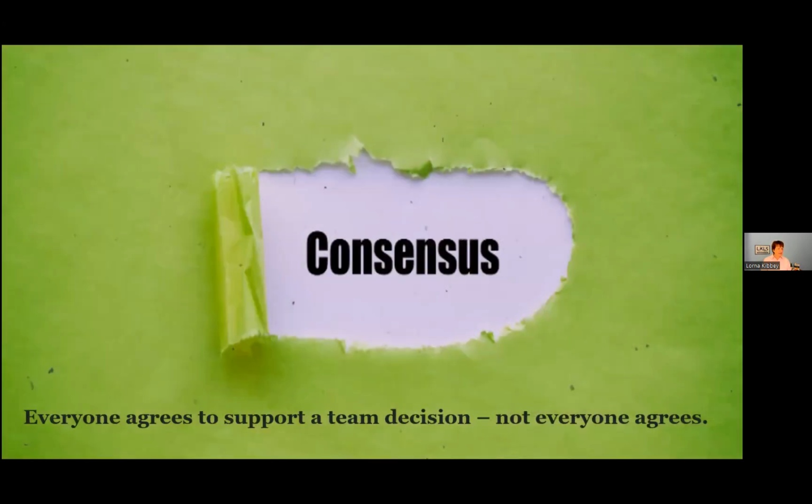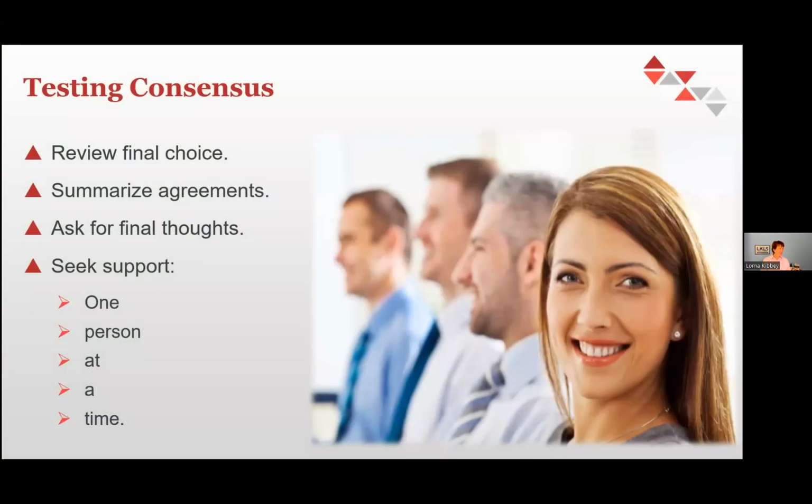Let me just talk about consensus for a minute, because I want to make sure you know how to do this. Everyone agrees to support a team decision. Not everyone agrees, right? So consensus, here's how you do it. You have to test it. You review your final choice. So now we're down to this is what we want to do. You summarize agreements. This is our choice. This is what we said we're going to do. Everyone on board with this. Final thoughts. Anybody have any final thoughts before we leave the room and choose this as our choice?